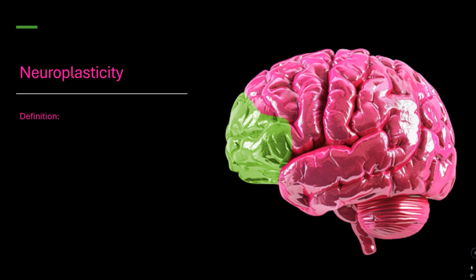Neuroplasticity. What is neuroplasticity? Well, it's the brain's ability to change and adapt in response to experiences. Some brain areas are more plastic during early development, for example, things such as vision, but others, for example, the prefrontal cortex, retain plasticity into adulthood.